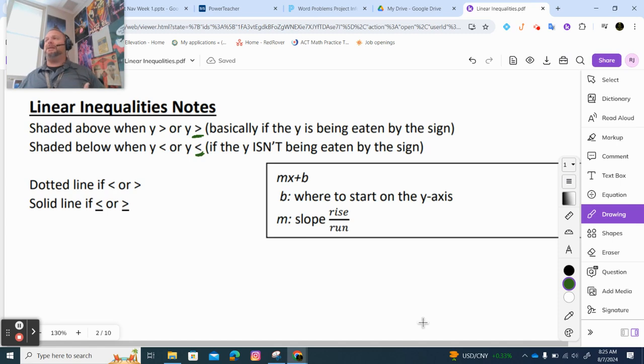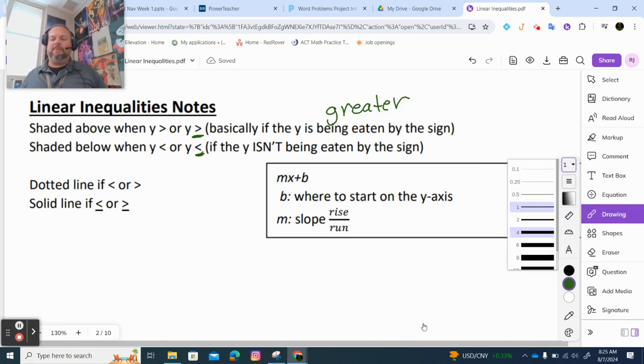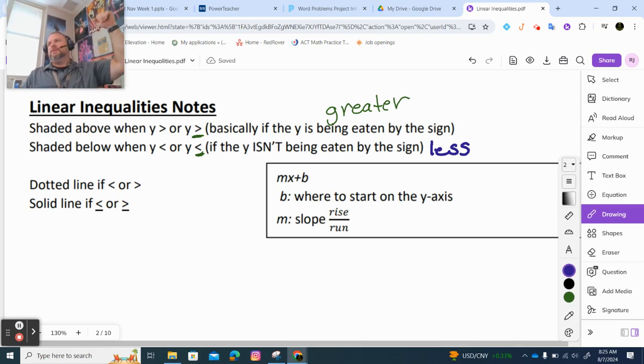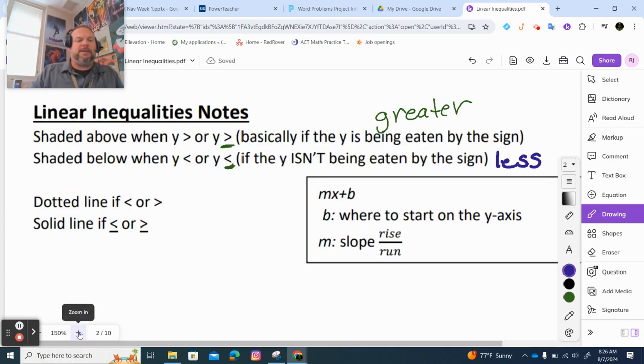So basically when the y is being eaten, this is when we have our greater. All right, and we're going to shade down because this is our less. The reason we're shading up and down is because we're dealing with y's. On our grid, remember our y's go up and down. We've been dealing with the x's, which is left and right. Now, kind of like yesterday and previous with the open circle, closed circle.